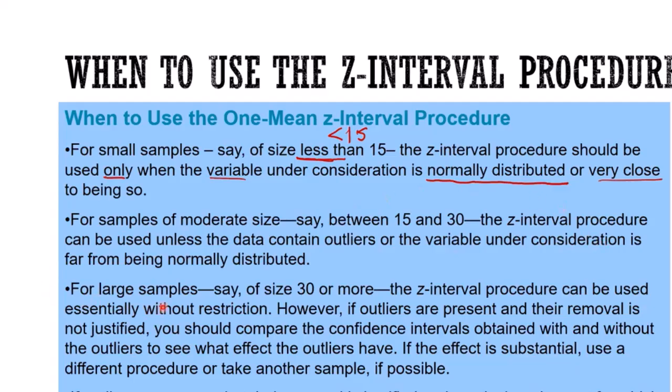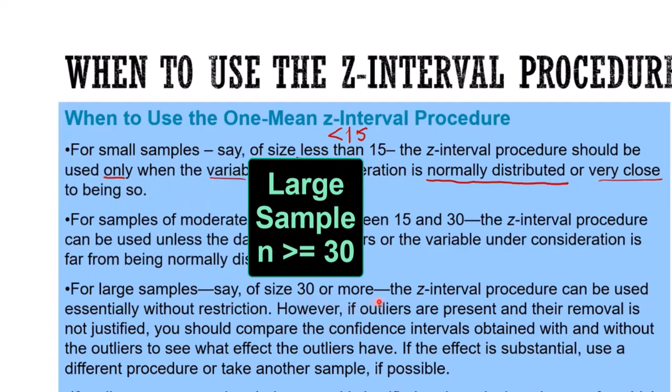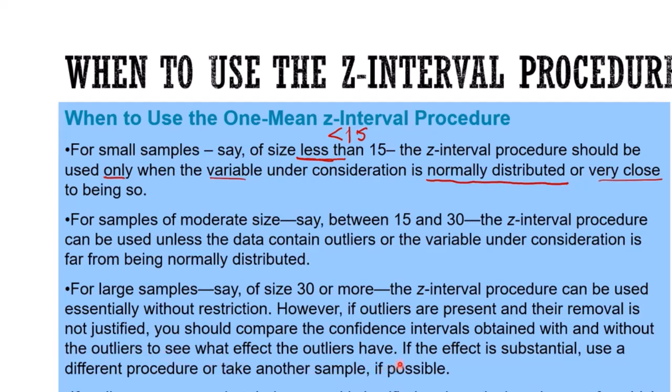And then for large samples, which is size 30 or more, the z-interval procedure can be used essentially without restriction. However, if outliers are present and their removal is not justified, you should compare the confidence intervals obtained with and without the outliers to see what effect the outliers have. If the effect is substantial, use a different procedure or take another sample if possible.